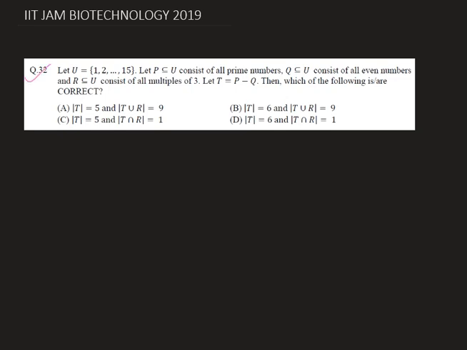So this is question number 32, that means from section B, and this is an MSQ type question. Hence, among these four given options, one or more than one option can be correct. So let's see what is in this question.